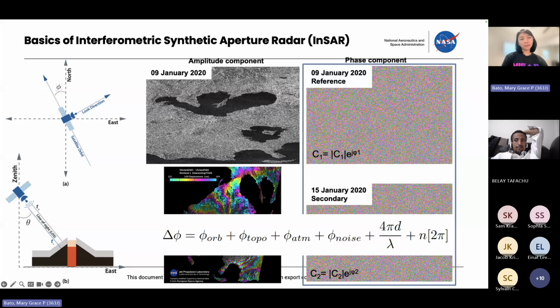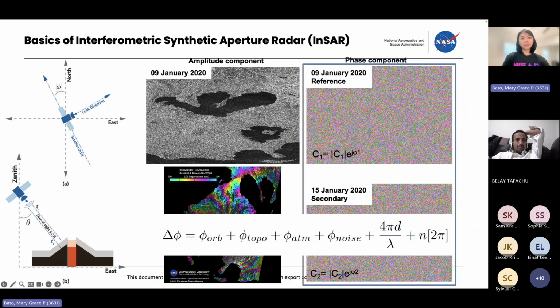The other signal is the phase noise. This includes some other noise signals: the correlation, thermal noise, processing errors that you have in your interferogram. And of course, what we are always interested in is this term here, which is our deformation term. It represents the change in the distance between the satellite and the ground along the line of sight, and can be scaled by the radar wavelength, as I already explained earlier.